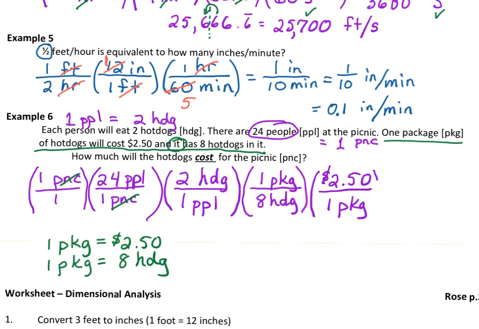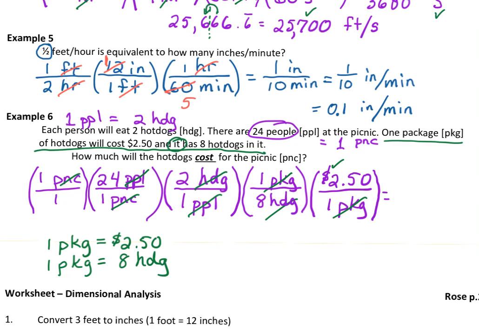There is a dollar sign. That's going to give me a cost. Let me see how many other units I have now canceled. I have canceled people, I have canceled hot dogs, I have canceled packages, and I have left, let's see, a dollar sign. That's for cost. And in the denominator, nothing. So I'm going to get the cost when I do all of this.